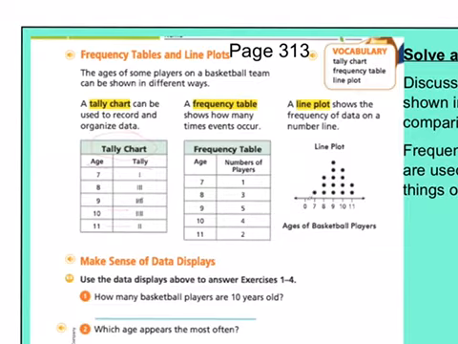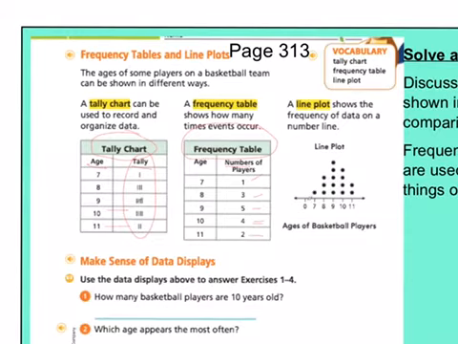Another way to show information is with a frequency table, and this time the actual number of players shows up. So here's your 1, your 3, your 5, your 2, your 4, and your 2. So tallies look like this, and the numbers, of course, look like that. The third way is the line plot to show frequency of data.